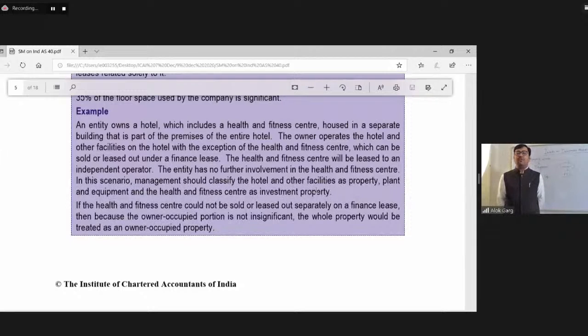In this scenario, management should classify the hotel and other facilities as property, plant and equipment, and the health and fitness center as investment property. If the health and fitness center could not be sold or leased out separately on a finance lease, then because the owner occupied portion is not insignificant, the whole property would be treated as owner occupied property. What does it mean? So let me clarify one more thing here.